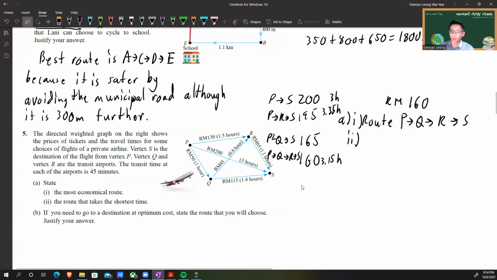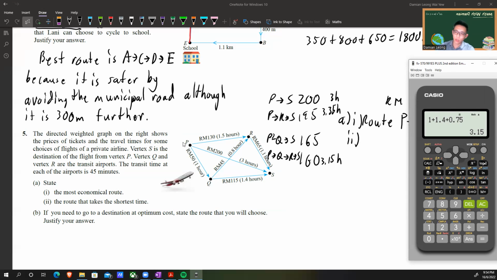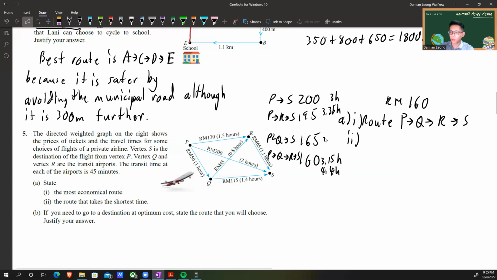And actually, I don't even need to count this last one. Very obviously, it's taking the longest because each time it stops 45 minutes, and also you need to fly so many times, definitely it's going to take longer lah. So it's 1 plus 0.75 plus 0.8 plus 0.75 for the second transit plus 1.1. So you see, it takes a whole 4.4 hours. Sorry, this is the 3.15. So obviously, the fastest route would be from P to S straight, which is very expected, even if you don't count anything.